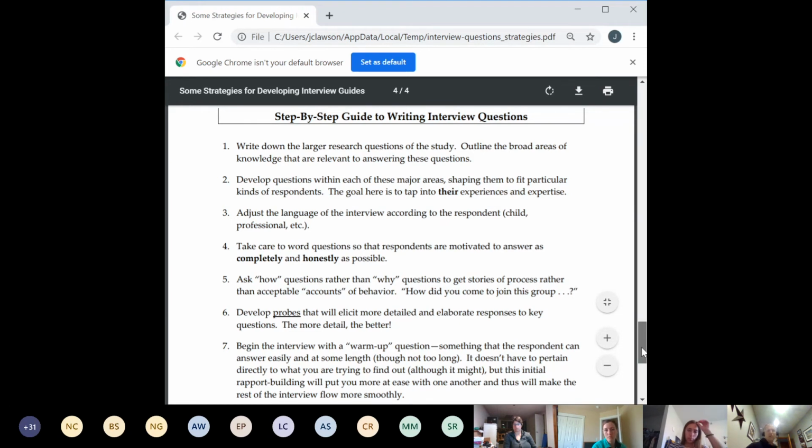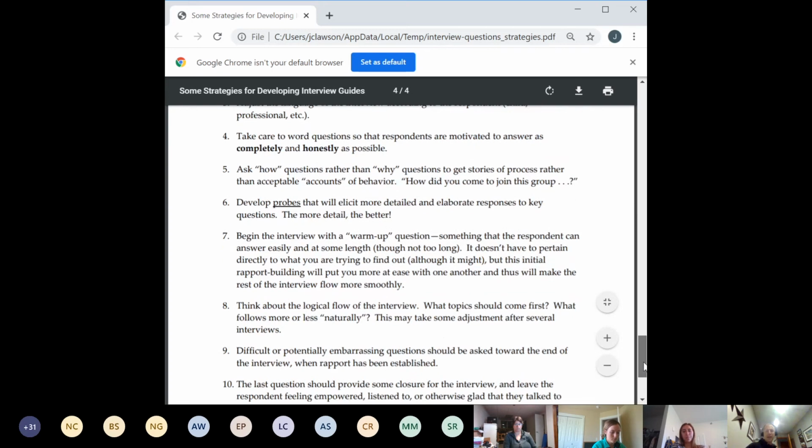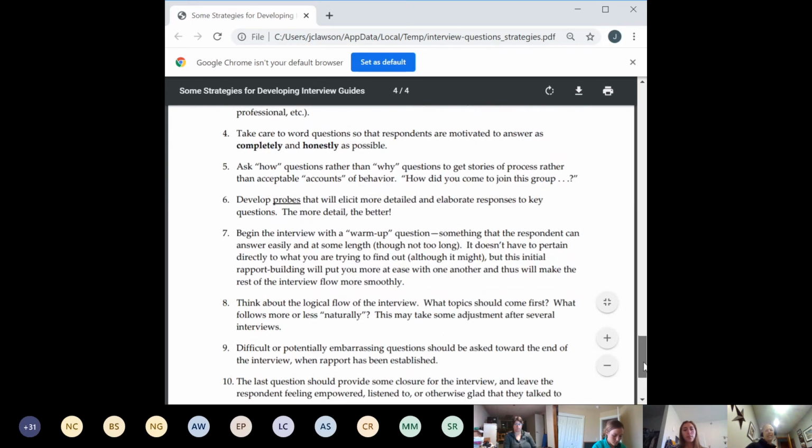Again, probing questions may elicit more detail or elaboration. So again, the more detail, the better. You want them to tell you stories. You want them to share examples. You want them to really share a lot more. We talked already about starting the interview with a warm-up question.